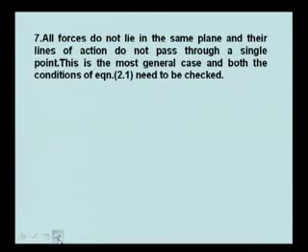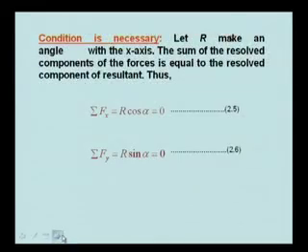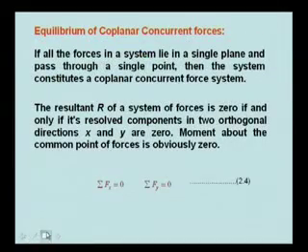Then the last case is that our forces do not lie in the same plane, and their lines of action do not pass through a single point. They may not be parallel. This is the most general case, and both the conditions of equation 2.1 need to be checked. That means the resultant force must be 0 and its moment should also be 0.